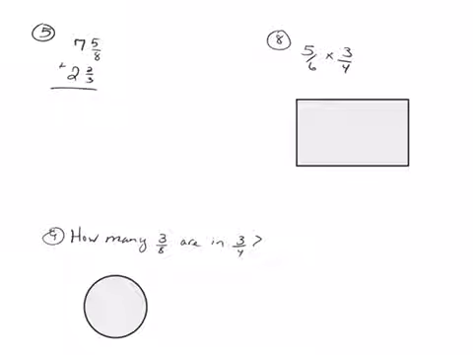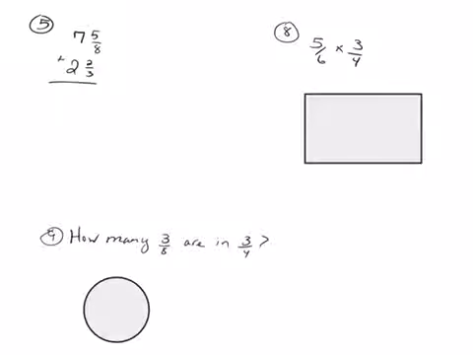Okay, if we take a look at number 5, we have 7 and 5/8 plus 2 and 2/3. So our first step is to find a common denominator. I'm going to look at my multiples of 8. So I have 8, 16, 24. 24 is going to be the first number that they both go into. So this is going to become 24ths. This is going to become 24ths.